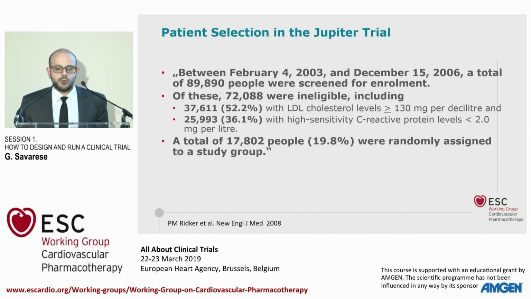For example, let's see the Jupiter trial. Between 2003 and 2006, around 90,000 people were screened for enrollment. But after applying inclusion-exclusion criteria, just 20% were randomized to the study. So here the question is, when we get a positive result from such a trial, can we really apply it to the overall population if we select the population in the trial so much? This is, of course, an issue, and this is the issue regarding external validity of trials. We will talk about this tomorrow.